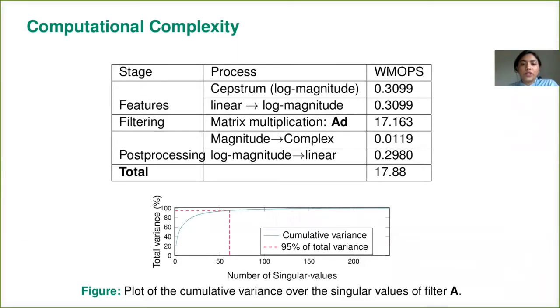On studying the computational complexity, we find that matrix multiplication with the filter has the highest complexity. However, on looking at the singular values of the filter, we find that 95% of the information is held in 25% of the coefficients. Therefore, through dimensionality reduction methods, we can easily reduce the complexity by 75%.